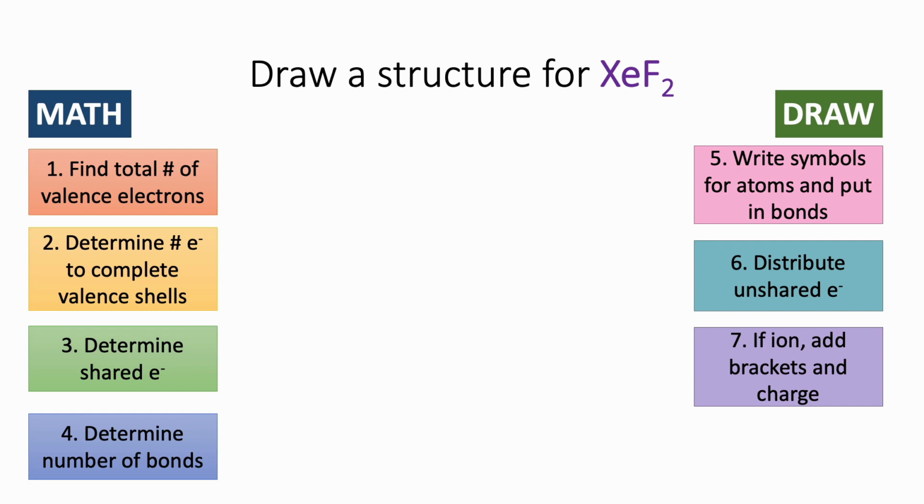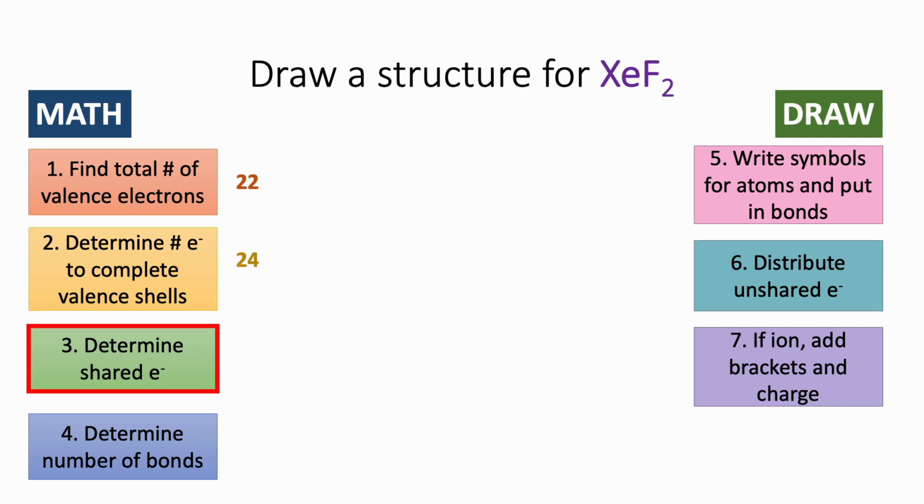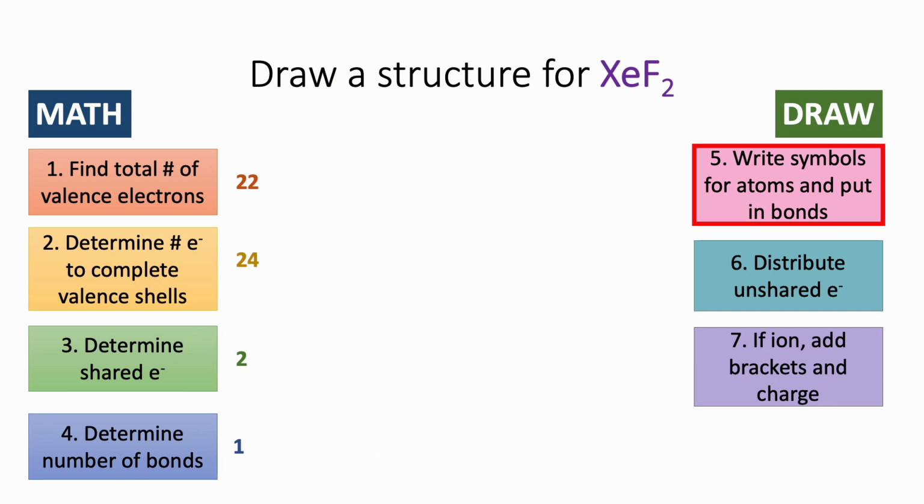Let's do XeF2. The total number of valence electrons, we're just going to start as we always do. Xenon has 8 valence electrons. We have 2 fluorines, each with 7, so that gives us 14, and so we therefore have 22. How many electrons do we need to complete our valence shells? Well, xenon needs 8. Each of our fluorines needs 8. That tells us 24. How many shared electrons? 2, which would be 1 bond, and you can see again, this just isn't going to work because you can't bond 2 fluorines with 1 xenon.